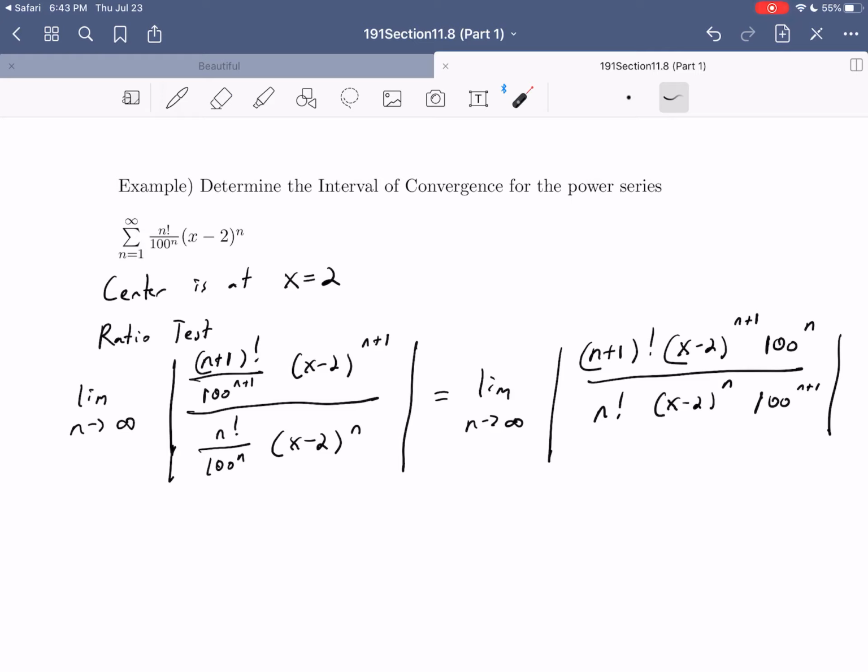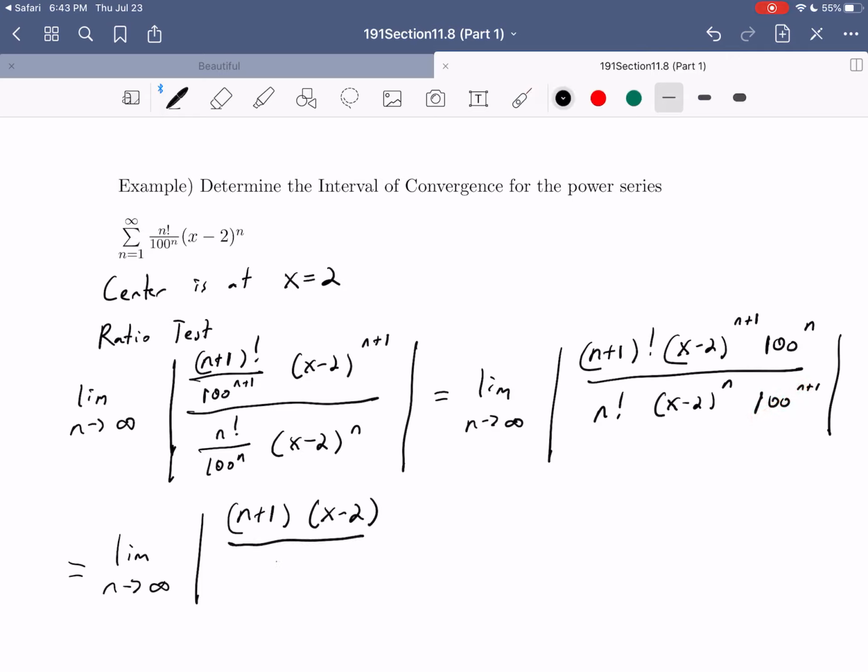Before we start to do that, though, let's go ahead and simplify as much as we can here. So we have the limit as n goes to infinity. This simplification we should be pretty used to. n factorial cancels with n plus 1 factorial and just leaves us an n plus 1 up top. x minus 2 to the n can cancel with x minus 2 to the n plus 1, and we are left with just an x minus 2 up top. And then 100 to the n can cancel with 100 to the n plus 1 and leave us with 100 to the 1 power, or just a 100 in the denominator.